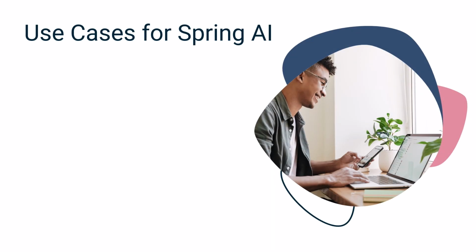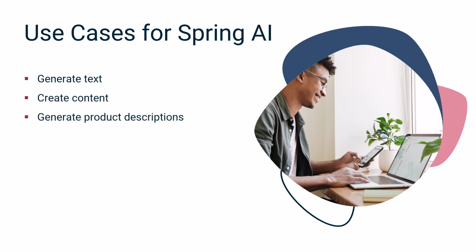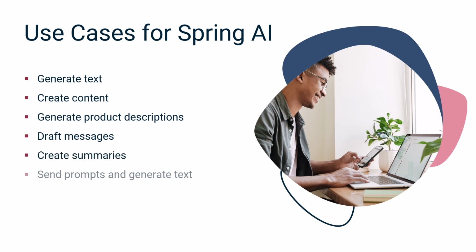One of the simplest ways to start with Spring AI is by generating text. You can start by creating content for blogs or social media, generating product descriptions, drafting emails or messages, and creating summaries of longer documents. Spring AI makes it easy to send a prompt to an AI model and receive generated text in response.